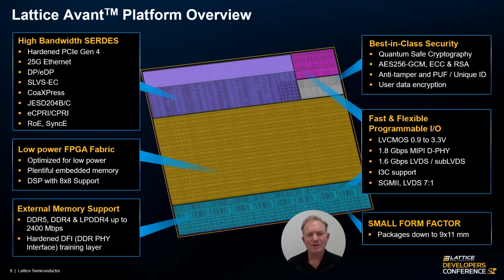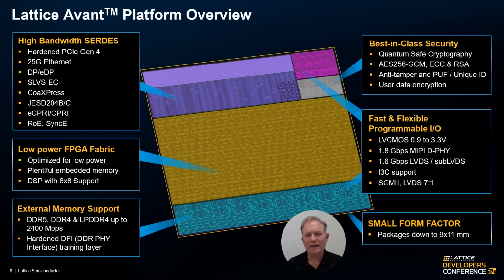to support optimized 8x8 multiplication, a kind of multiplication needed by many of the AI algorithms people are trying to implement at the edge. If we look along the bottom of the chip, and in the upper right-hand corner, we have our programmable IOs supporting all of the normal LVCMOS levels that designers are looking for. The MIPI up to 1.8 gigabits a second, LVDS up to 1.6 gigabits per second, and then a variety of other standards such as I3C, SGMII, and 7-to-1 LVDS.